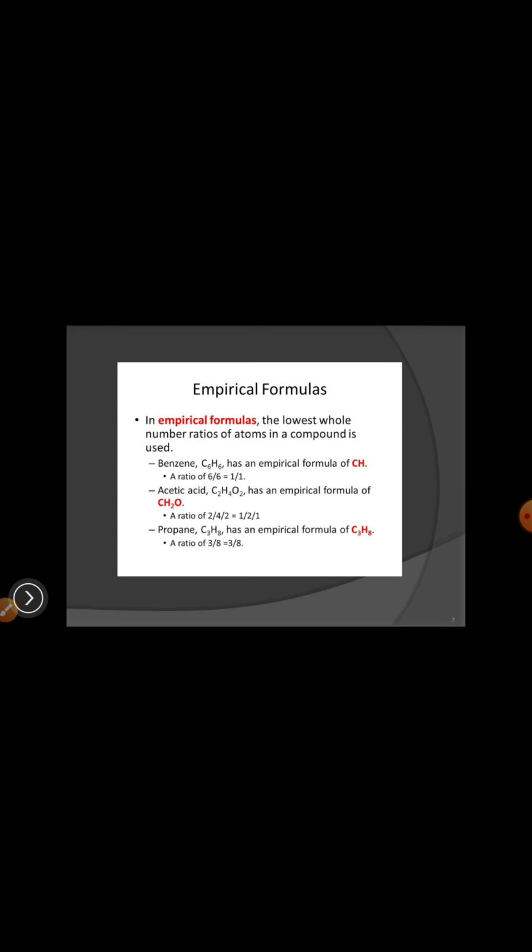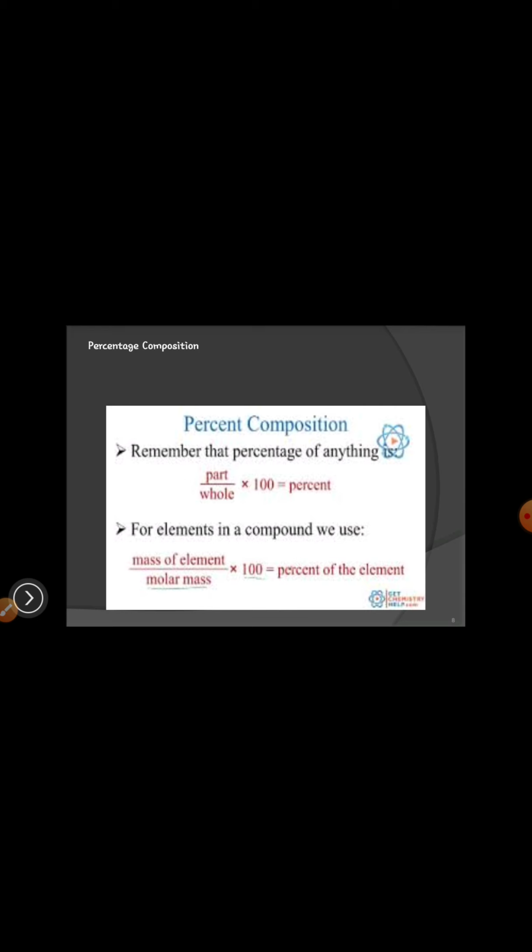Now we are moving towards the next very important topic, and that is percentage composition. What do you mean by percentage composition? Percentage composition means the percentage of any element in a compound. We can determine the percentage of any element, or all the elements, present in a compound.